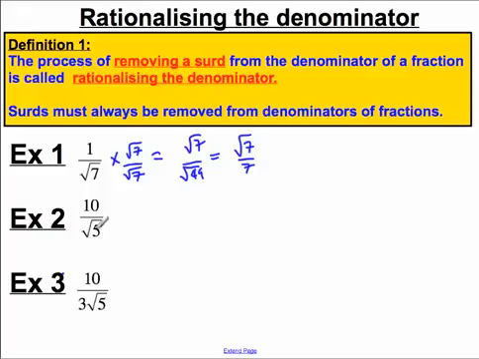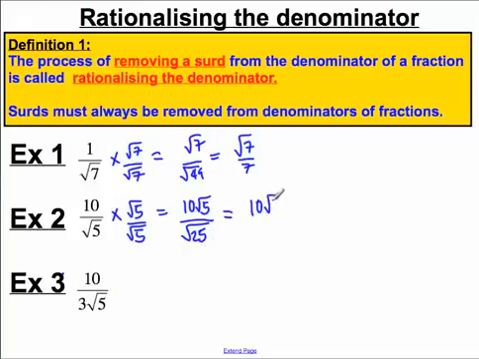Example 2. Imagine multiplying the top and bottom by the square root of 5. 10 times root 5, well, what's that? A mathematician just writes that as 10 root 5. Root 5 times root 5 is root 25. What is the square root of 25? Well, it's 5. So this simplifies to 10 root 5 divided by 5.